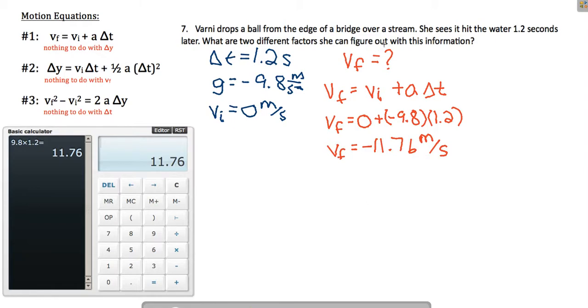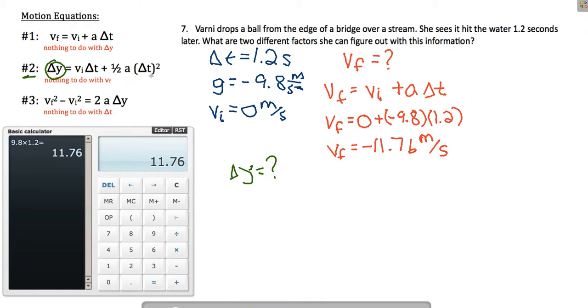Okay, that was one of the factors we could figure out. The other part that we don't have, if you look over here, the only symbol we don't know is height. So in green here, I'm going to put how we can figure out how far that ball dropped, delta y. What is that going to equal? If you look up here, we could use equation number 3. Equation number 2, I think, will be a little easier because it already has delta y by itself on that side of the equation. The rest of the equation is what we have to figure out.